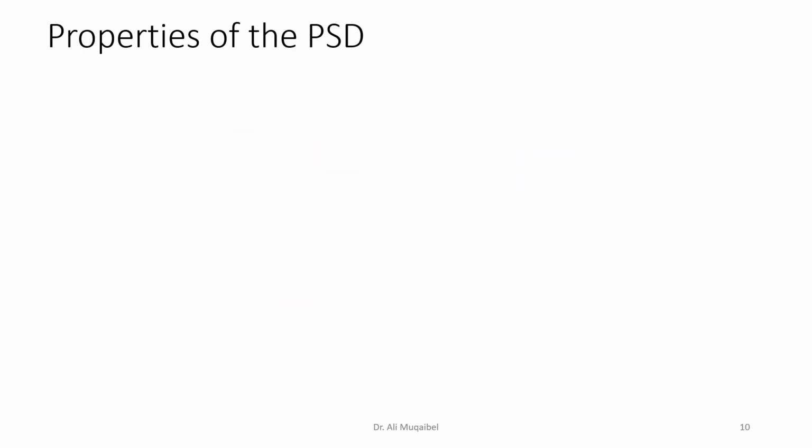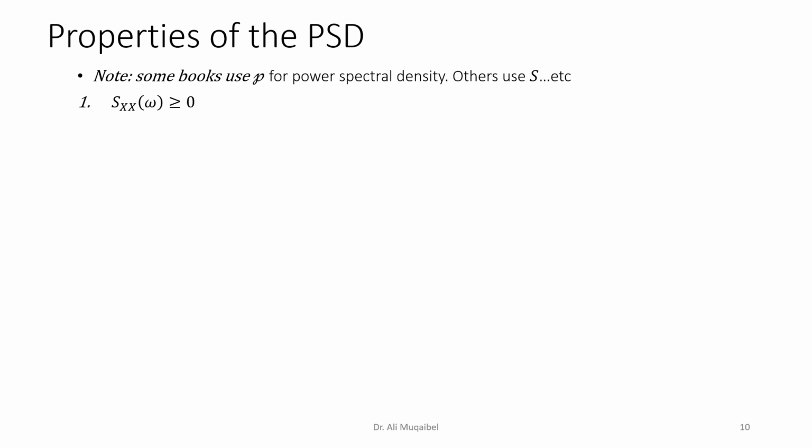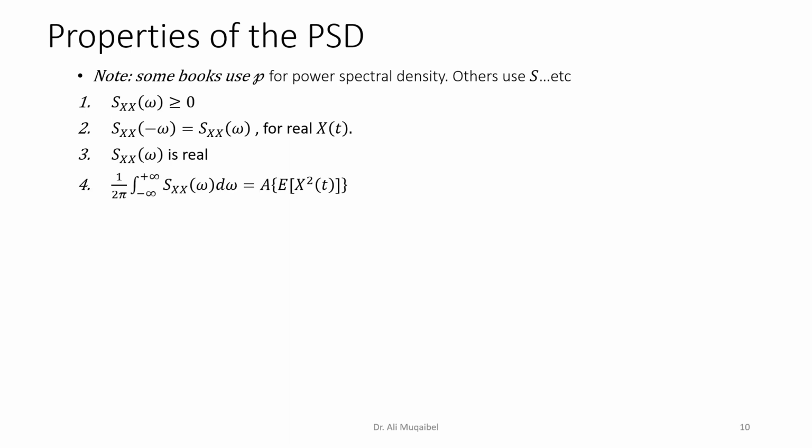Now we look at the properties of the power spectral density. For any power spectral density, first, it's always a positive quantity. There is no negative power here, and it's an even function for any real signal. If you sketch the power spectral density, it's the Fourier transform of a real signal, so it has to be even. And we're looking at the power, so it's always real. Fourier transform in general could be complex, but here we're going to get a real quantity.